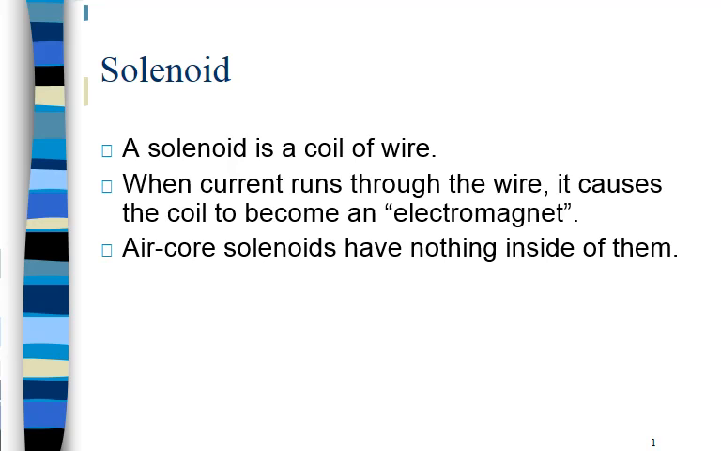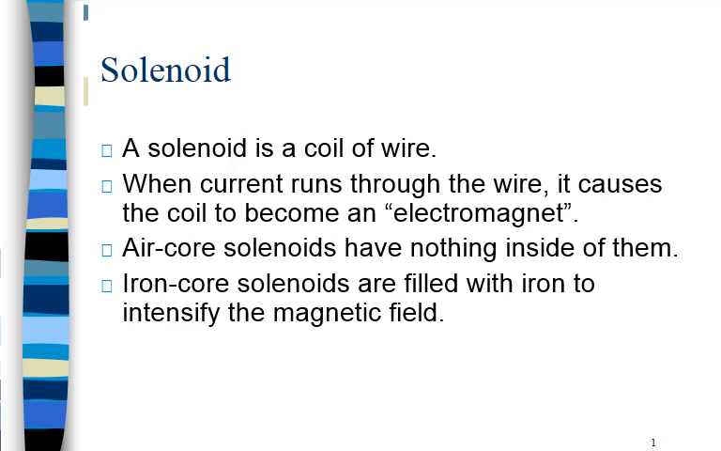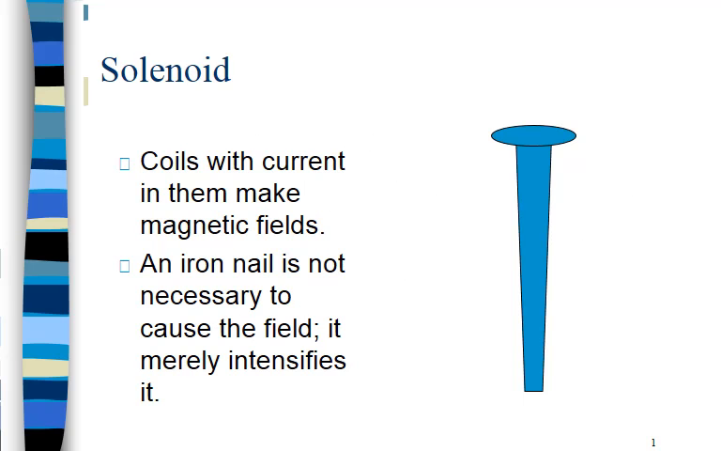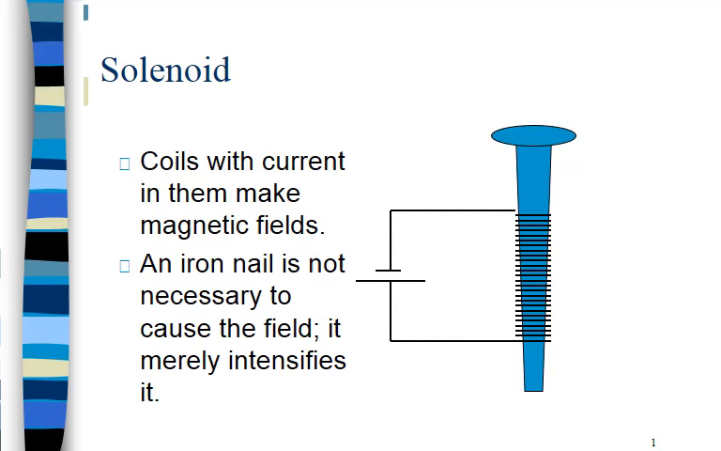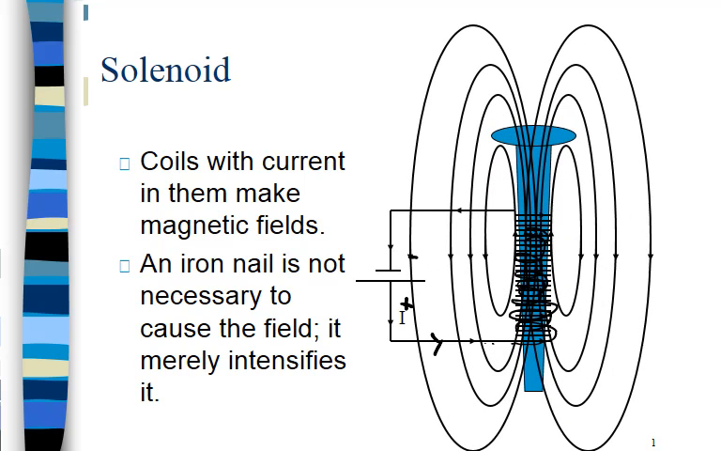Air core solenoids have nothing inside of them. Iron core solenoids are filled with iron, and you have a wire wrapped around. If you have, let's say, an iron nail like this, and you wrap it with wire and put some current through it, this is the positive side, this is the negative side, current goes like this, wraps around, and you're going to create a magnetic field. This will actually create a magnetic field going north like this, and it will look just like a bar magnet, and it can act just like a bar magnet.